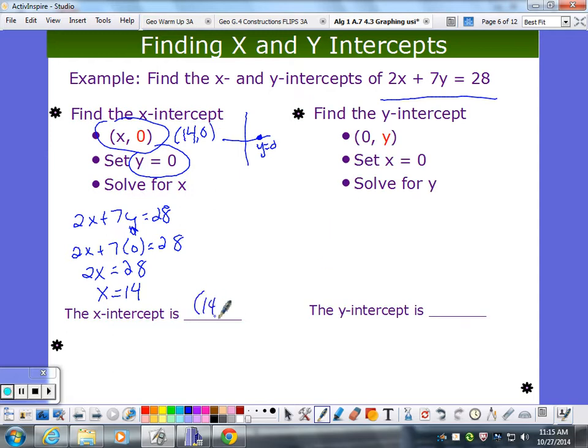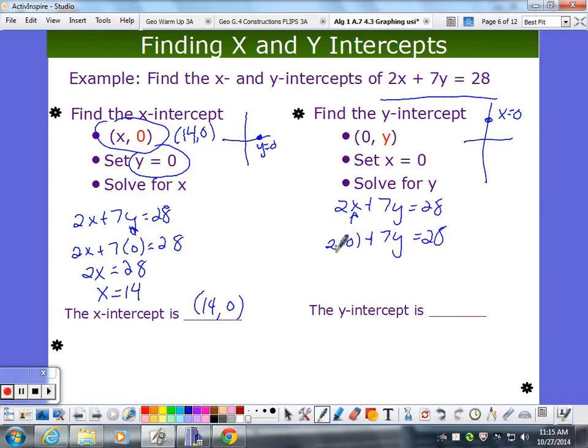Alright, now let's find the y-intercept. I'll put that here. Now a y-intercept, that's something like this, right? Is the x 0 or is the y 0? The x is 0. So I'm going to set x equal to 0. Same thing, because it's the same function that I'm using. This time, this gets set to 0.